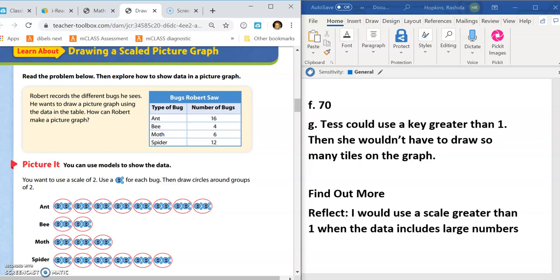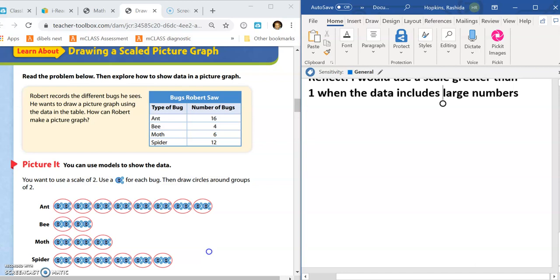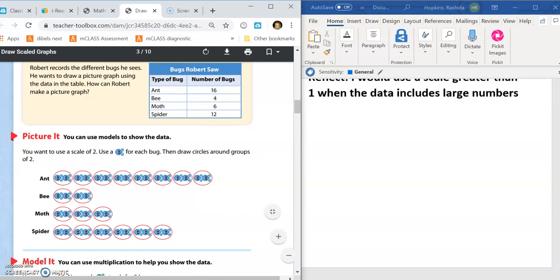Robert records the different bugs he sees, and he wants to draw a picture graph using the data in the table. How can Robert make a picture graph? So the graph here says Bugs Robert Saw. That's the title. Type of bugs on this side, number of bugs here. So we have ant, bee, moth, and spider. Well, let's picture it down here.